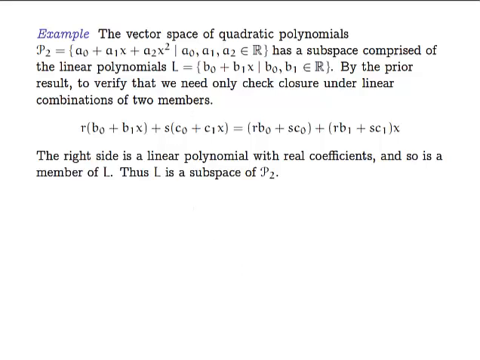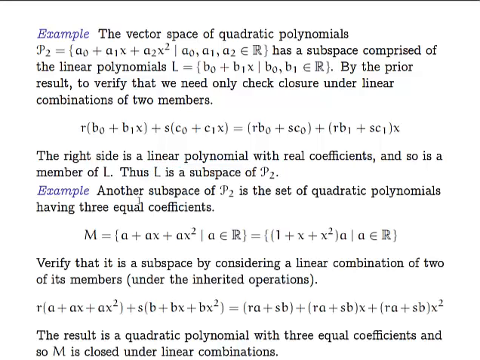Okay, so let's think about this. The vector space of quadratic polynomials, which we saw before, has a subspace made up of linear polynomials. So P2 is polynomials with an x squared term. L is a subset with polynomials that don't have an x squared term. Now, it's pretty clear that if I take any linear combination of linear polynomials, it's still a linear polynomial. So L is a subset of P2 that is closed under linear combination. It follows that L is a subspace of P2. Right?